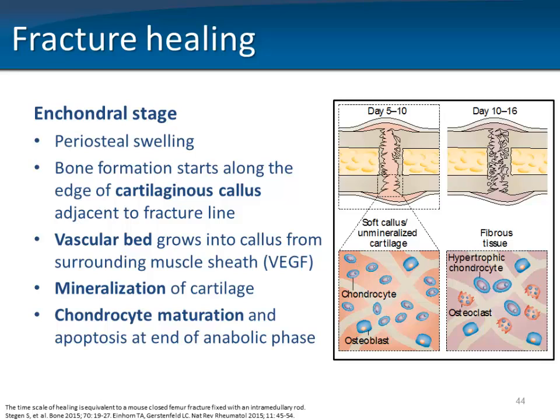The second step is the enchondral stage, where the cells that are there will start producing bone along an edge of a cartilaginous callus that is formed. There will be a very important vascular bed that provides all the nutrients to the site of fracture in order to promote healing, and then slowly mineralization will start to occur. At the end of the enchondral stage, chondrocytes will become mature, and they usually tend to become apoptotic at that time as well. And that is really the end of the anabolic phase.